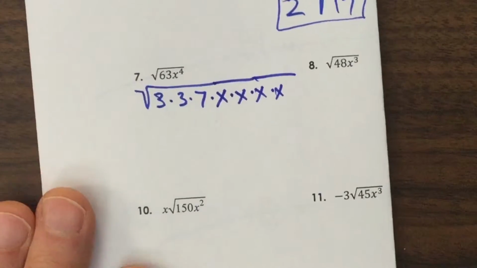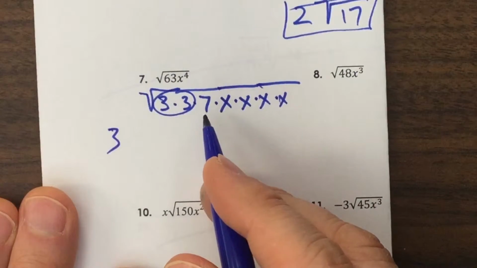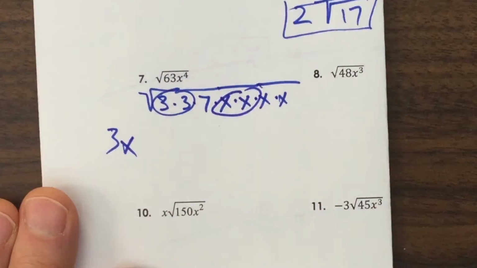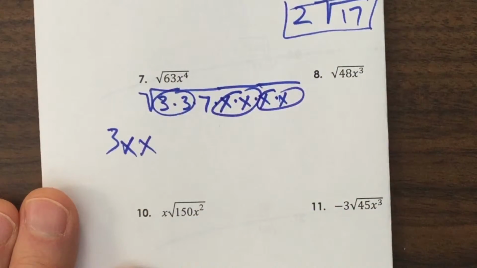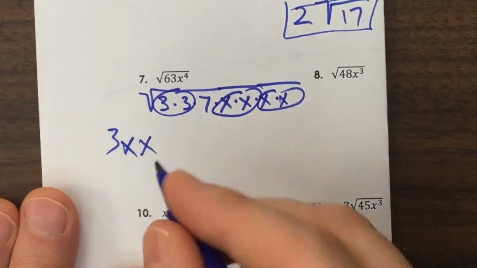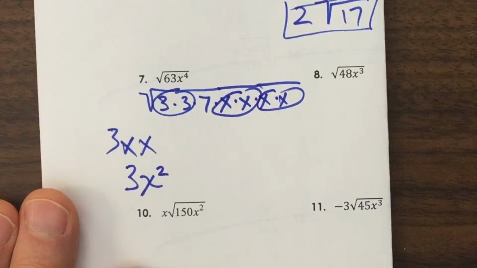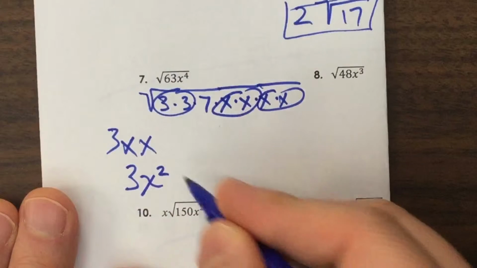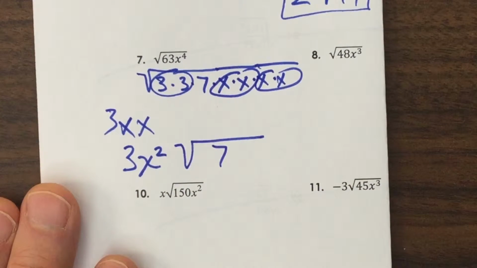Okay, let's circle the pairs and bring out what we can. I circle those 3s, that gives me a 3 on the outside. Can't circle the 7, there's only one, but I can circle a pair of x's, gives me an x on the outside. Another pair of x's, that gives me an x on the outside. So 3xx on the outside, we would write that as 3x to the power of 2, because that's what the power 2 means, x times x. All we have left inside the radical is the 7. So we have 3x squared times the square root of 7.